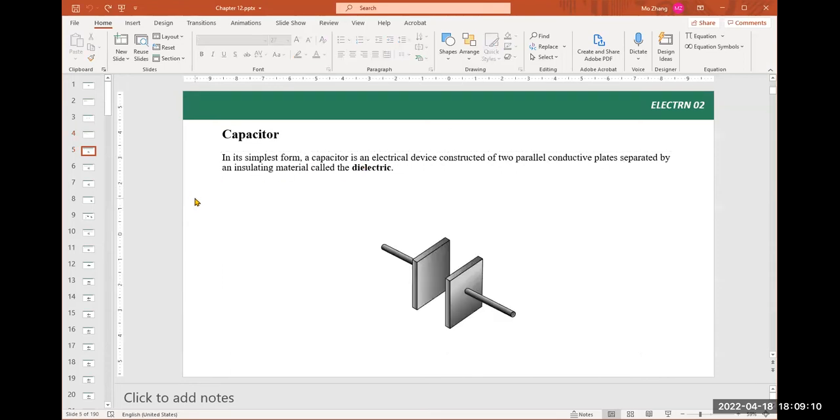So let's use a picture to illustrate it. Here we have 2 parallel plates.